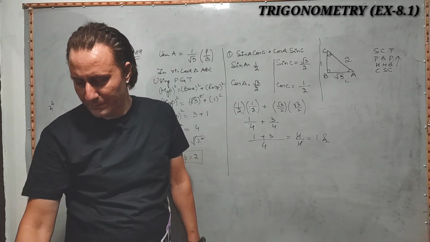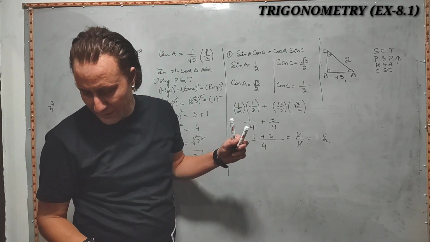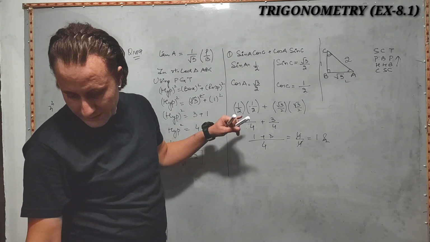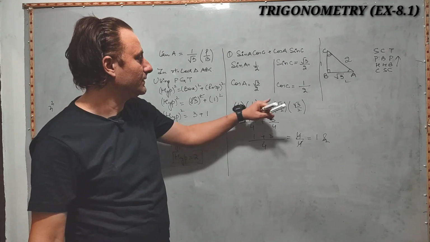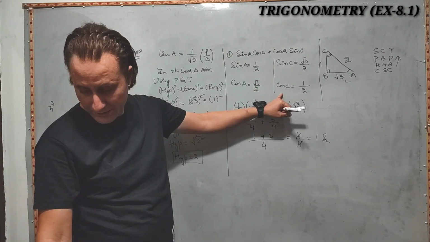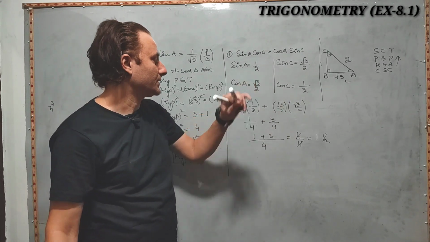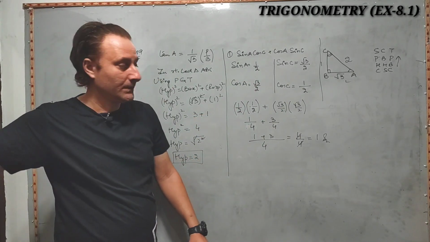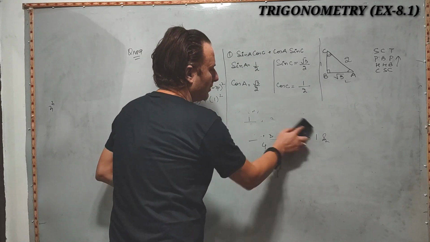Now we have another part. It says we need to have the same values as of now. That is cos A, cos C. We have cos A, we have cos C, then sin A, sin C. Yes, we do have all the things there. I'm just rubbing this off.